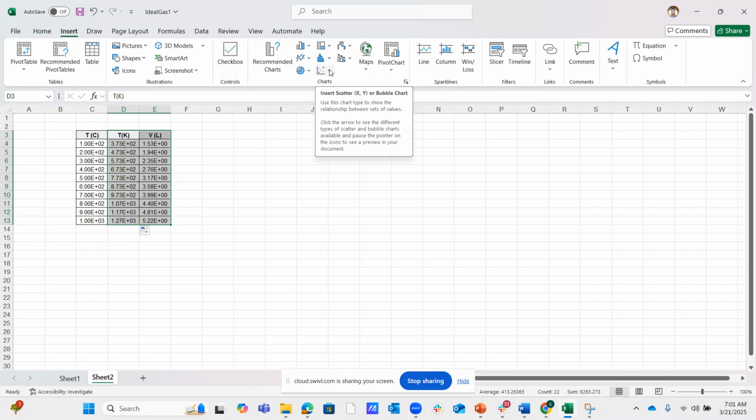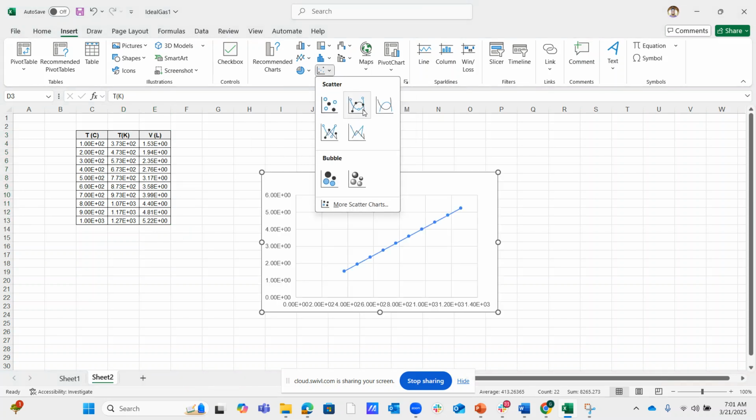Okay, so it gives me options for the type of graph. Now I want a graph that has X and Y, and this is a good example. You see, they give you a lot of options. Excel has an option where it just plots the points without drawing the line for you. This one is going to plot the points and draw the line.